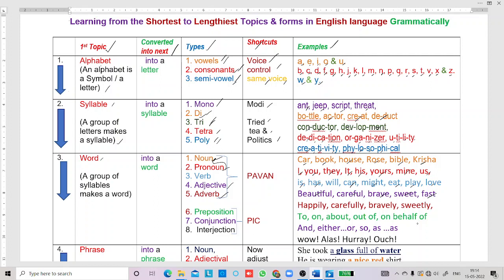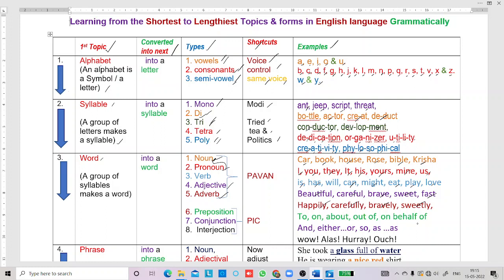Now what is an adverb? An adverb is a word which is used to describe or modify a verb, an adjective, or another adverb. So these are the examples: happily, carefully, bravely, sweetly. Generally most adverbs end with ly, whereas fast does not end with ly. It can be both adjective as well as adverb. Again, good, bad, and also very are coming under the adverbs list.